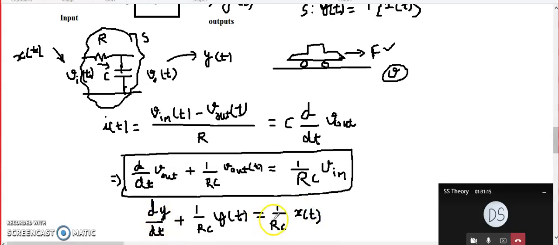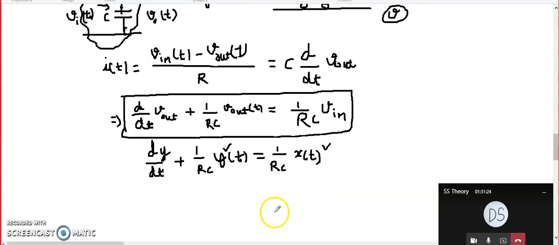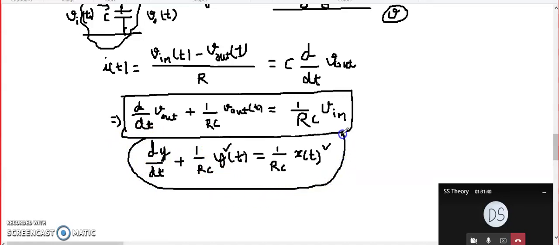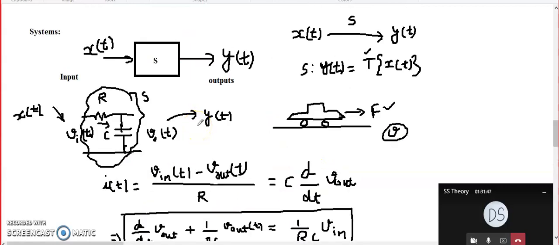So the output signal can be expressed as a differential equation. This is called a differential equation. So a differential equation can be used to express the relationship between input and output. Okay, so this is one example where we can express our input and output signals mathematically. This is an example of a continuous time system.